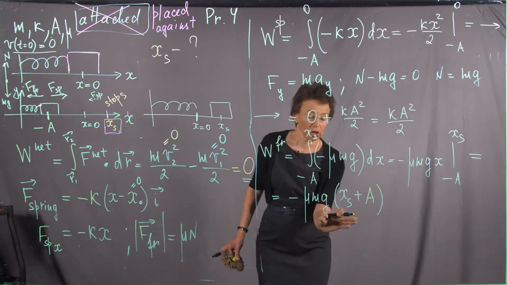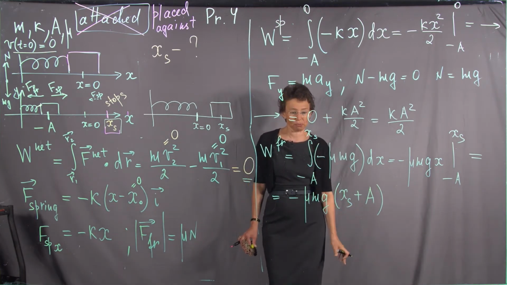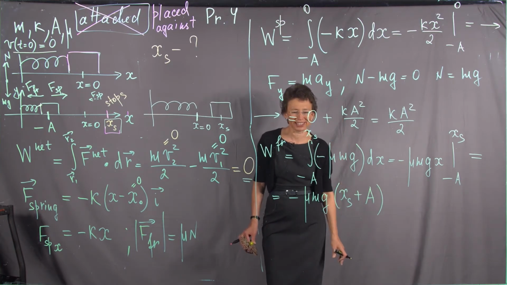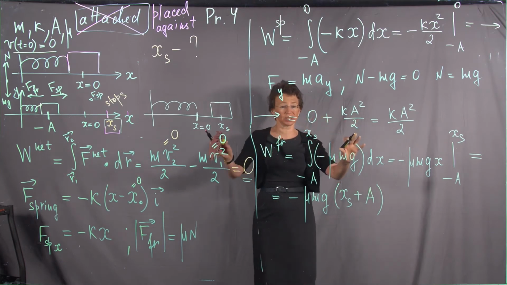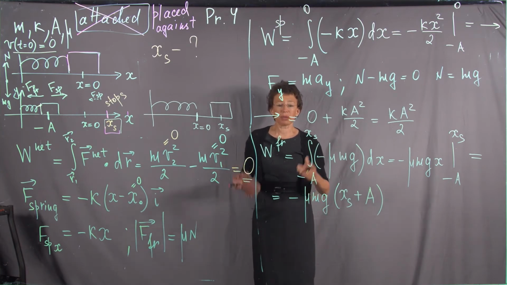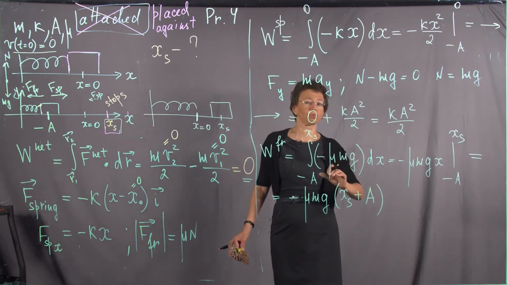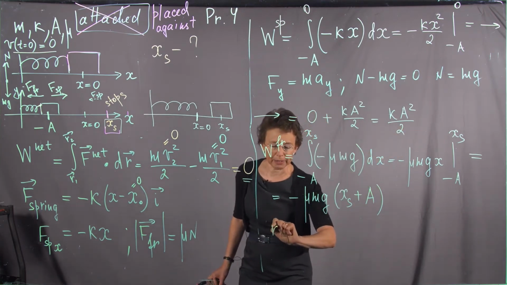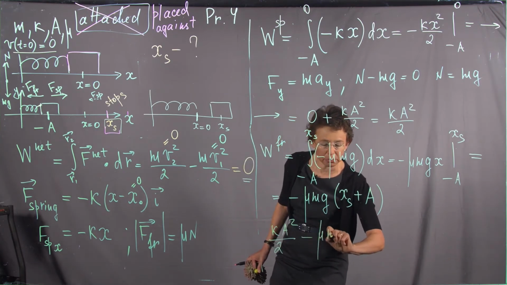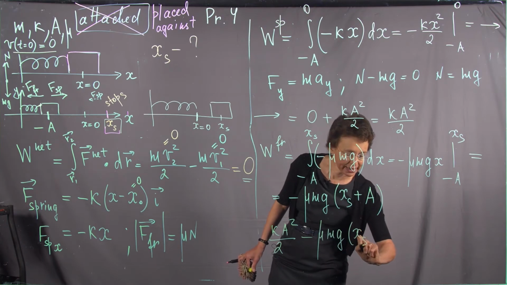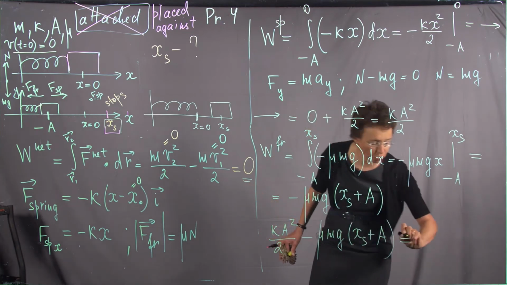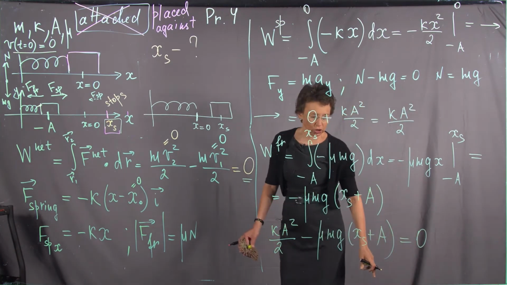Even without integral, we know the result because force of friction for this problem is constant force. We can take it out of integral and figure it out without writing it. But I just wanted you to have the full picture. That's why I put these integrals together. Great. What's the next step? Next step, let's use work energy theorem to solve for xs. Work done by the spring is ka squared over 2. Work done by friction is minus mu mg times xs plus a. And this is equal to 0 according to the work energy theorem because change in kinetic energy is 0.